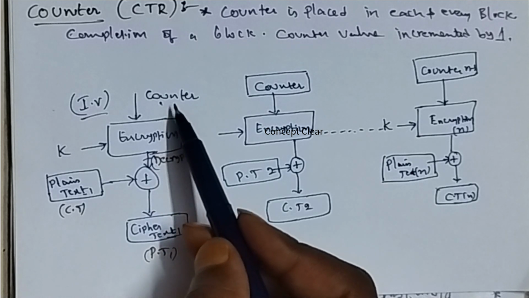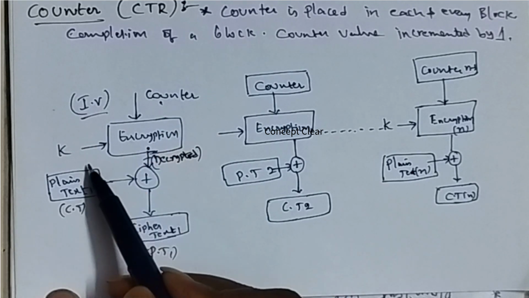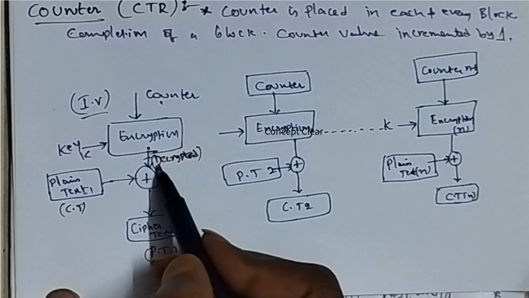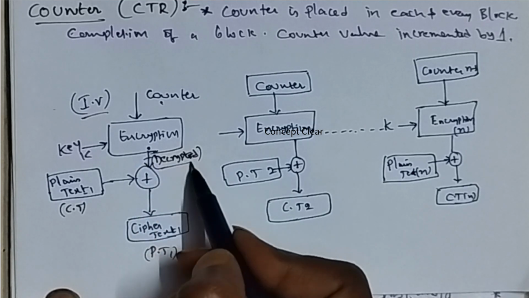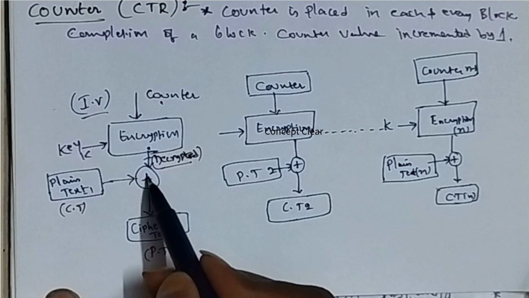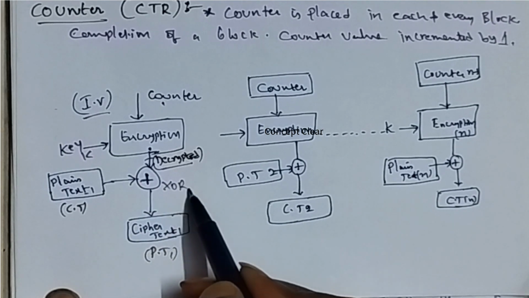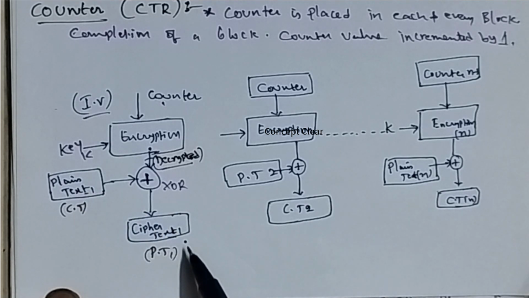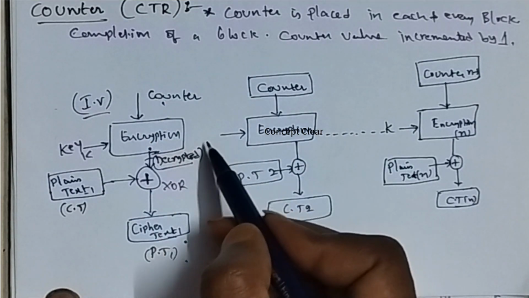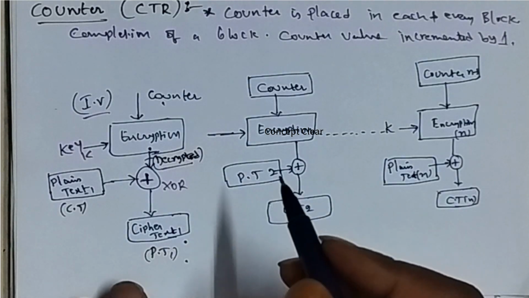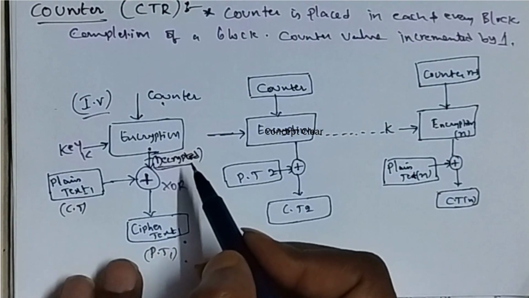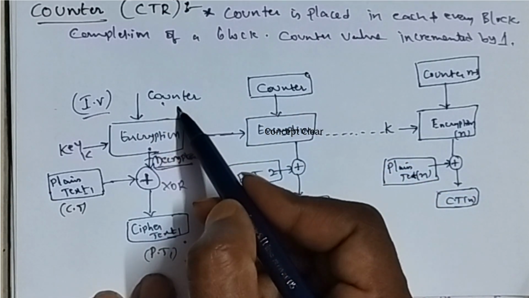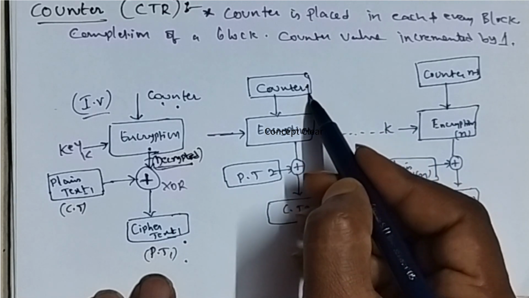With the counter value, we are performing encryption with the help of the key K, and after that, what is the data we are getting? We are getting the encrypted data. That encrypted data will be applied for XOR operation with the plain text, and we are getting the ciphertext. That is the first round. Okay, in the second round, again we are taking the counter. This is the initial counter; here the counter is incremented by 1.